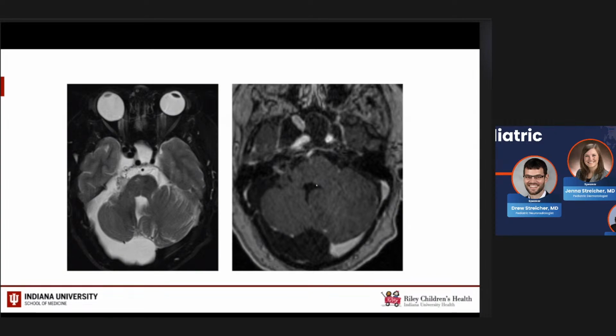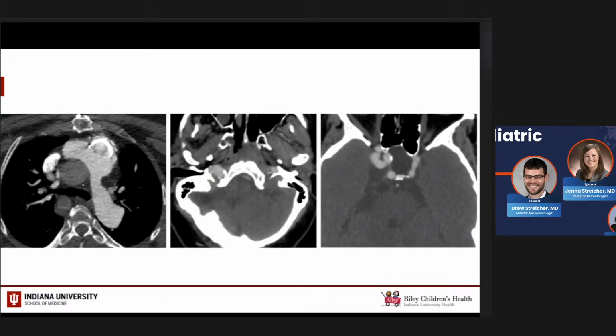Here's the T1 post-contrast sequence in that child, and they also had an enhancing lesion in the right IAC. So another hemangioma in that region. And then again, you can see that really marked enlargement of Meckel's cave, which shows nicely on the post-contrast sequence.